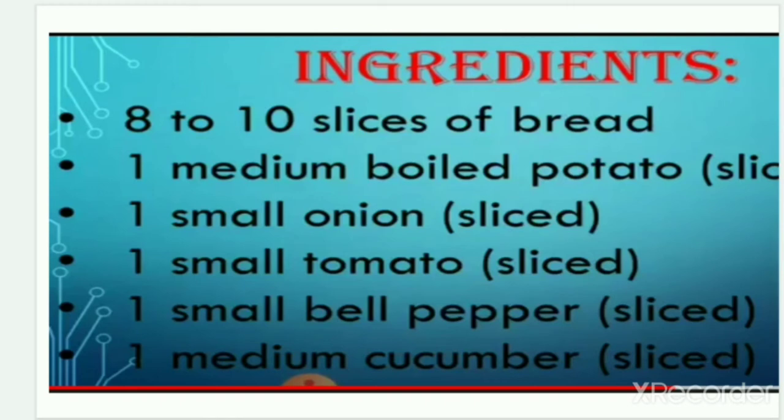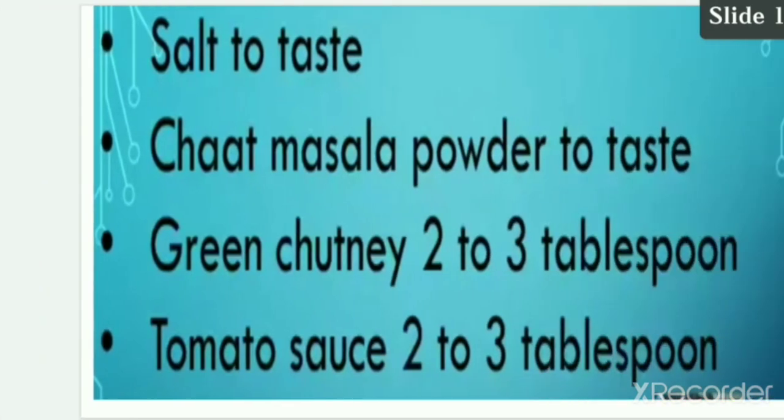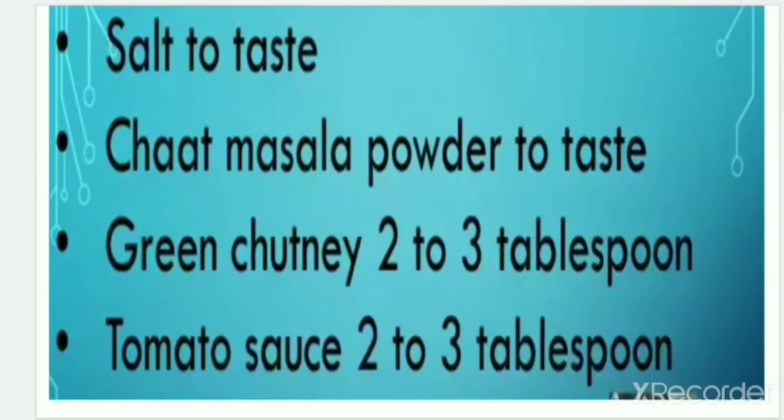You can take tomato, onion, potato. Then you can have one medium cucumber, which should also be sliced. After that, we will add salt to taste, to make it salty and tasty. And we will put chaat masala powder to taste. For the best taste, we will put a little chaat masala over it.